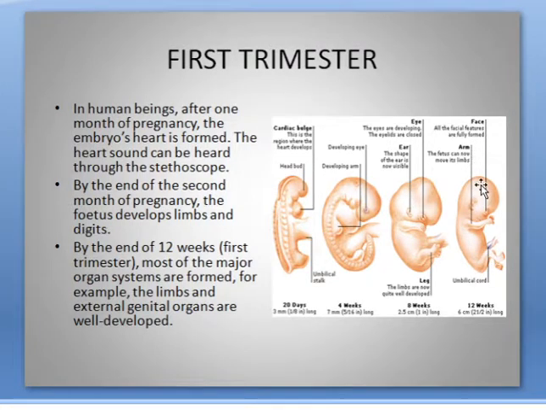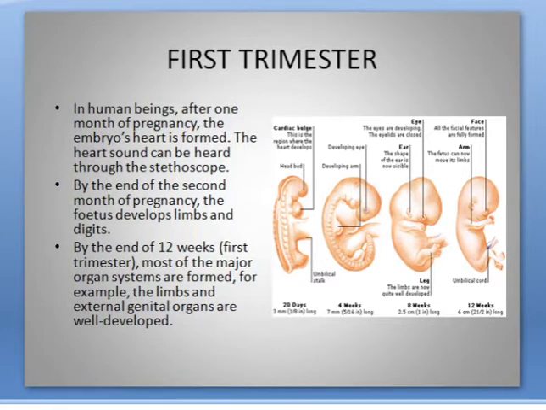Facial features are visible, and the fetus can move its limbs. So these are some of the developments that take place. So at the end of the first trimester, that is the end of 3 months, most of the organs have developed in the fetus.